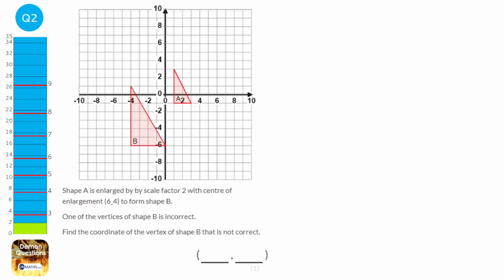So in this question, we are told that the centre of enlargement is at (6, 4). So let's just put a cross there. And what I'm going to do is just draw ray lines from the centre of enlargement. And we're just going to go through each of the corners of our shape A. And we're going to just check whether it goes through the corner of shape B, which it does on this one. Let's just keep going. Yeah, it does on this one.